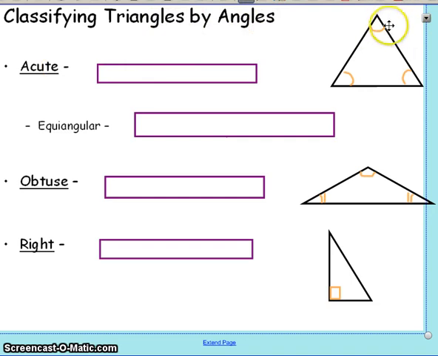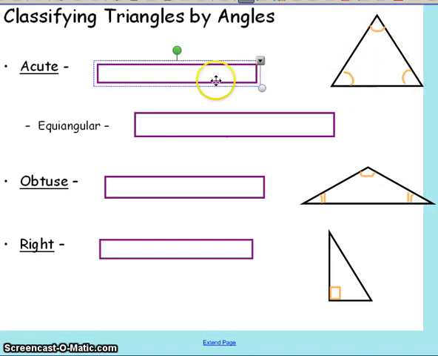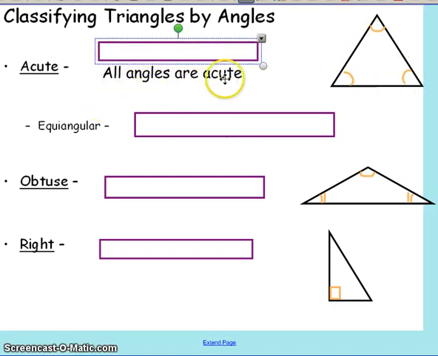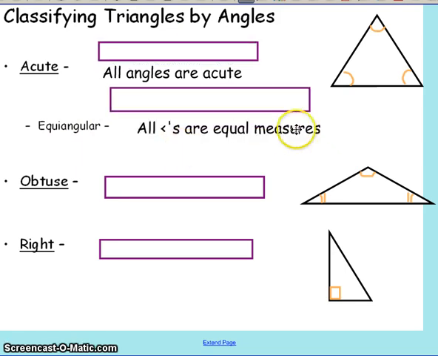If all of the angles are less than 90 degrees, they would be acute angles. So if all 3 angles are acute, then we could call it an acute triangle. Equiangular: all of the angles are going to be the same measure to be an equiangular triangle, so all 3 of them would be congruent.